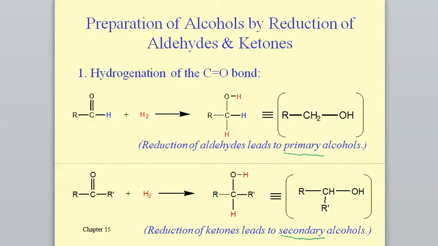So if you plan ahead, you can know before you get going which type of alcohol you're going to make. If you are trying to make a secondary alcohol, then you would correspondingly start with the appropriate ketone, because the alcohol group ends up on the same carbon as where that carbonyl starts out.